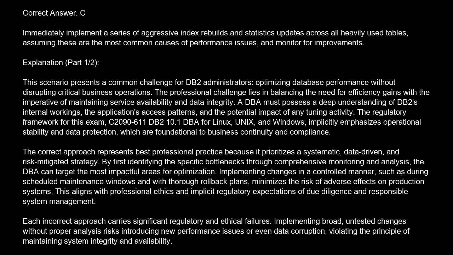The correct approach represents best professional practice because it prioritizes a systematic, data-driven, and risk-mitigated strategy. By first identifying the specific bottlenecks through comprehensive monitoring and analysis, the DBA can target the most impactful areas for optimization. Implementing changes in a controlled manner, such as during scheduled maintenance windows and with thorough rollback plans, minimizes the risk of adverse effects on production systems. This aligns with professional ethics and implicit regulatory expectations of due diligence and responsible system management.